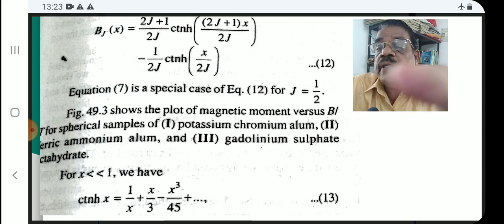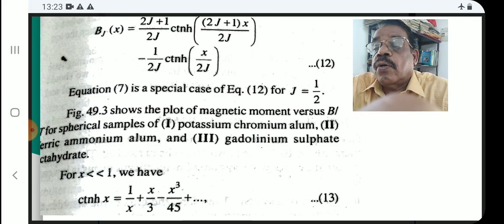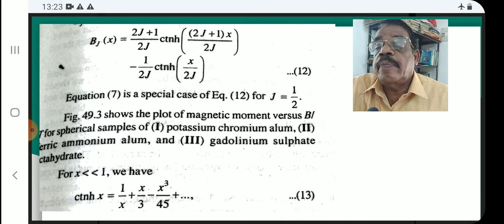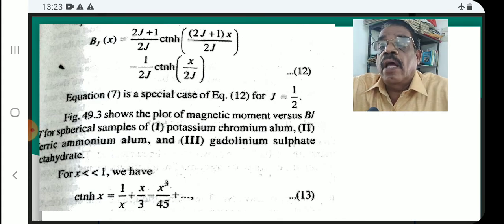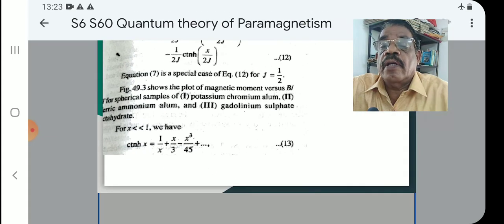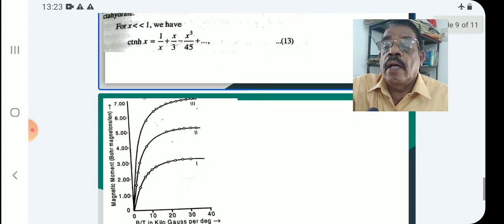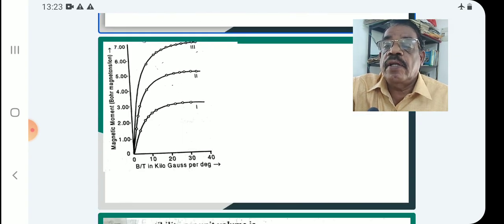For x much less than 1, we have coth x is equal to 1 by x plus x by 3 minus x cubed by 45 plus etc. In that case, what will happen? These are the curves that we have seen.